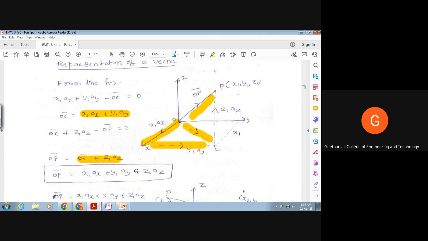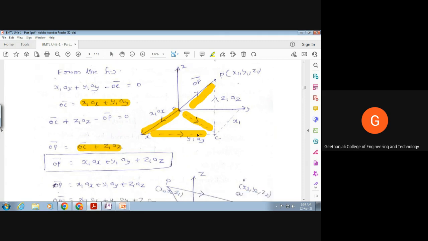So if there is a simple vector that starts from the origin and terminates at point P, if you know the coordinates of the point x1, y1, z1, then you can write the vector OP as x1 ax plus y1 ay plus z1 az.